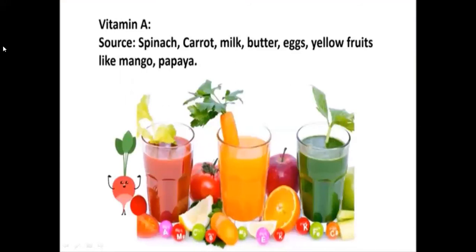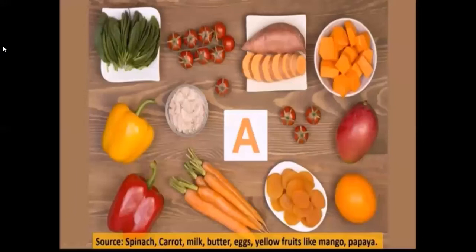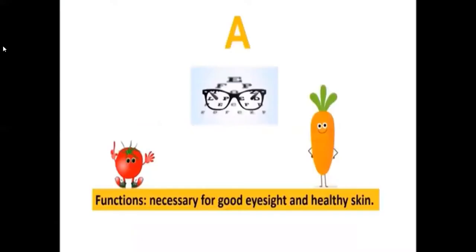Vitamin A. We get vitamin A from spinach, carrot, milk, butter, eggs, yellow fruits like mango and papaya. What are the functions of vitamin A? They are necessary for our good eyesight and healthy skin.